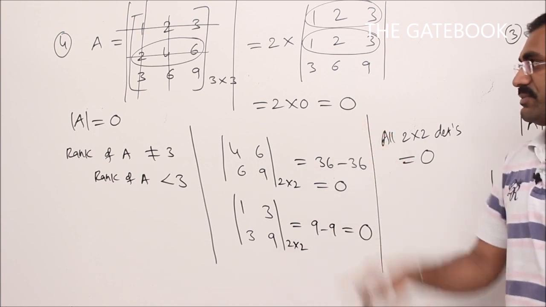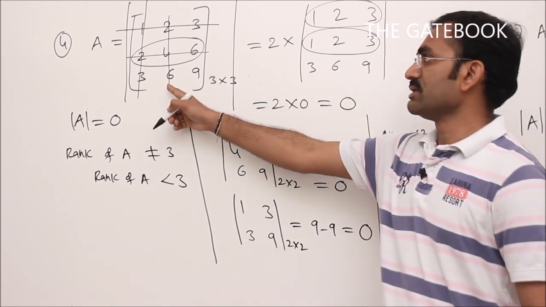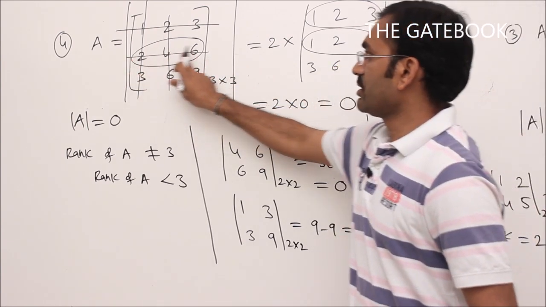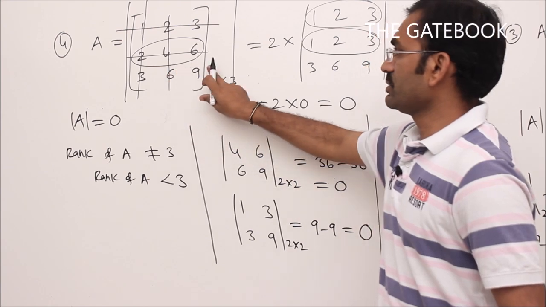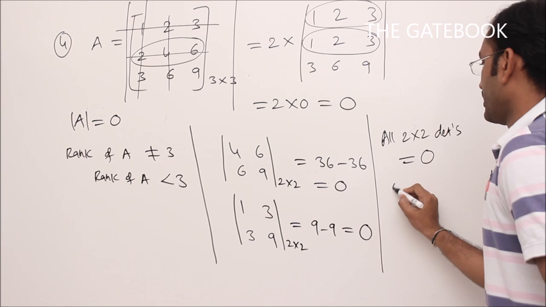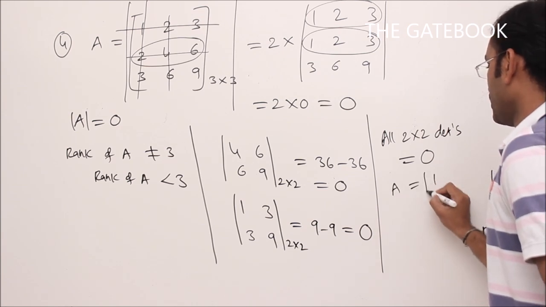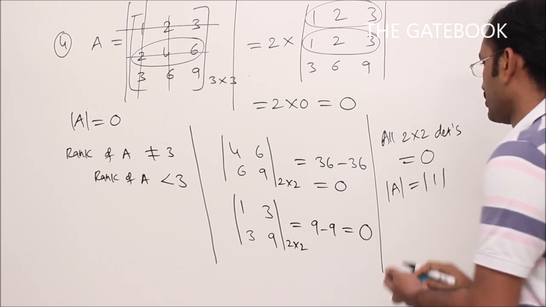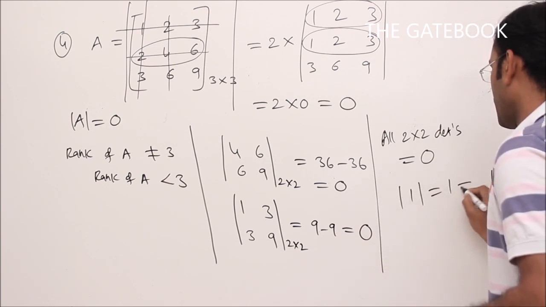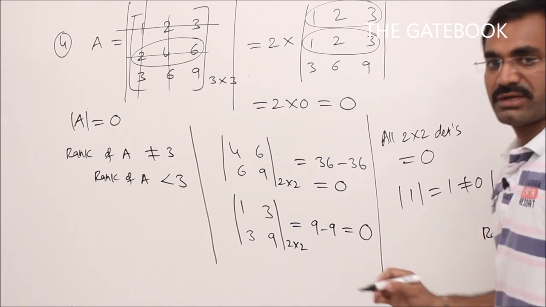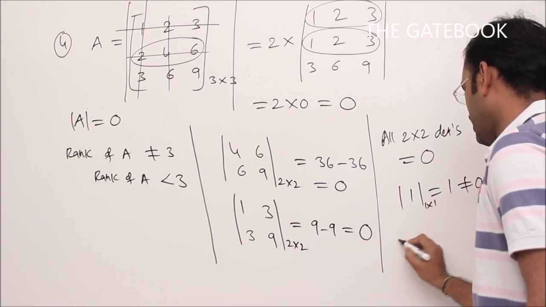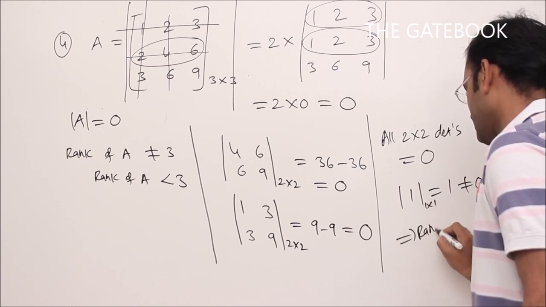The next lower order is 1 by 1. Since it is a non-zero matrix, take any 1 by 1 determinant here by eliminating the second row, third row, and second column, third column, you will get only a single element 1. So the det A value is the single element 1, and the determinant of a single element is itself, not equal to 0. Therefore I can confirm that the rank of that matrix is 1, because this is a 1 by 1 determinant. It implies the rank is equal to 1.